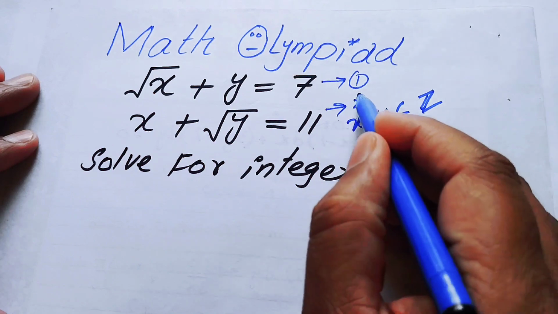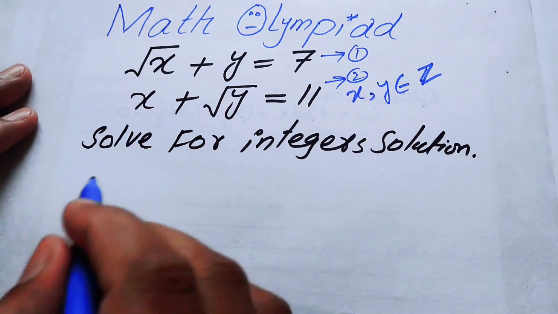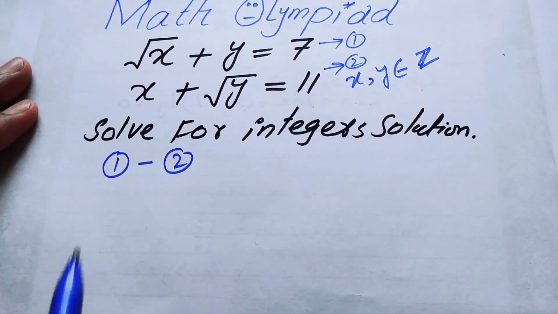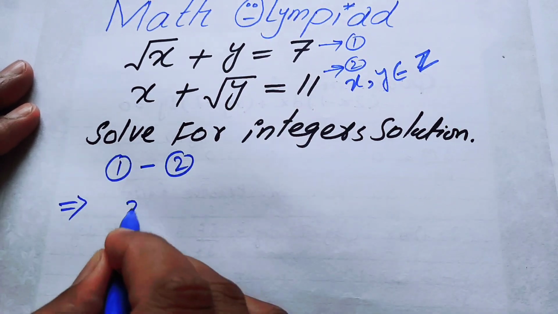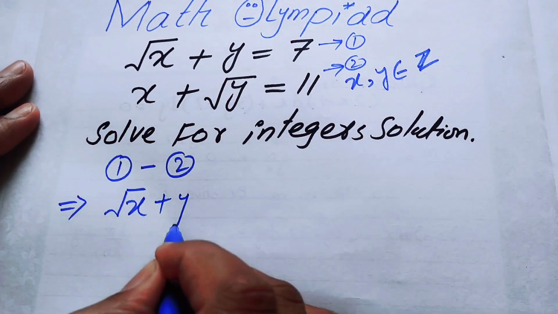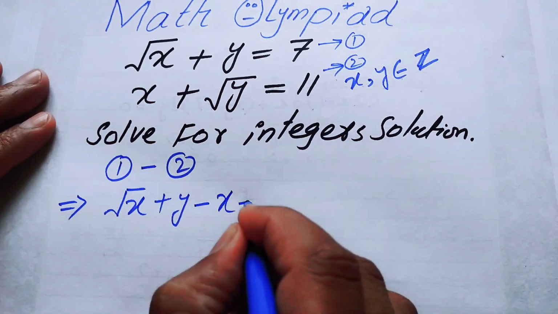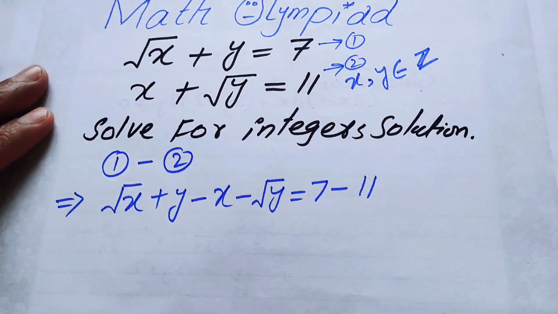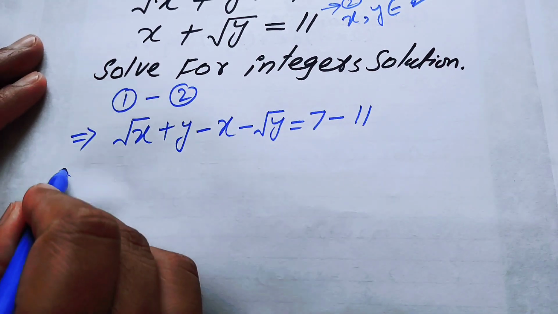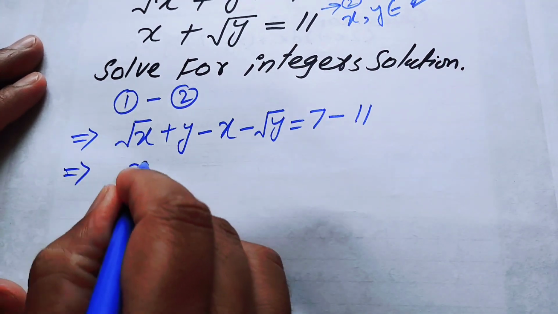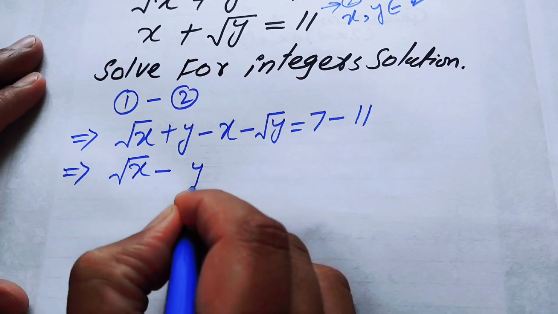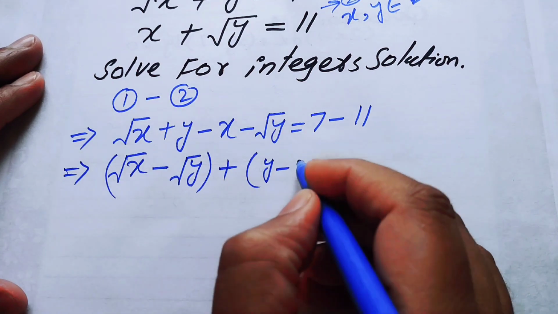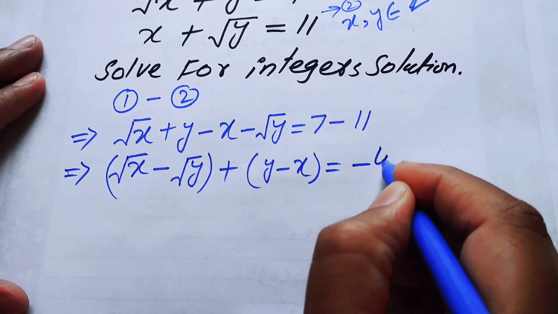The very first thing we are going to do is take this as equation number 1 and this as equation number 2, and subtract equation 2 from equation 1, so the expression becomes square root of x plus y minus x minus square root of y equals 7 minus 11. After that we will rearrange the terms and write it as square root of x minus square root of y plus y minus x equals minus 4.